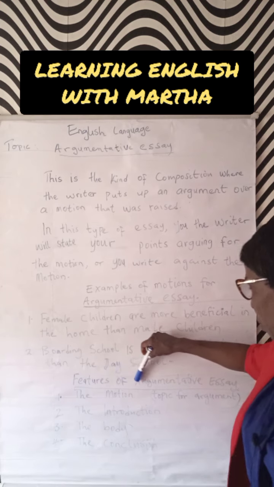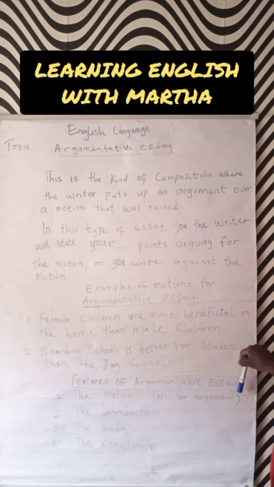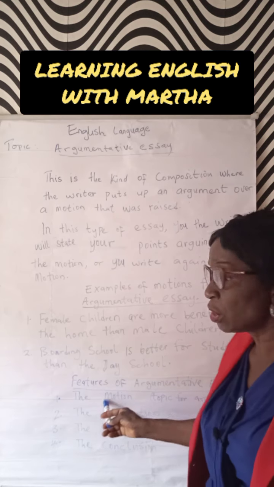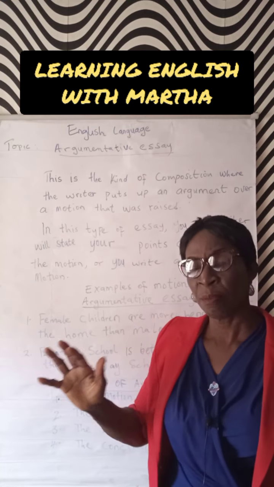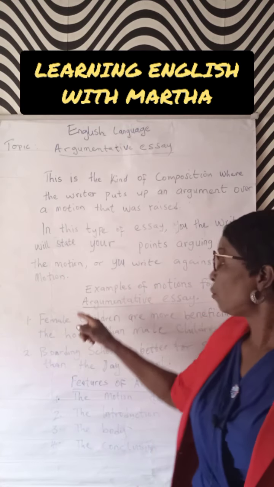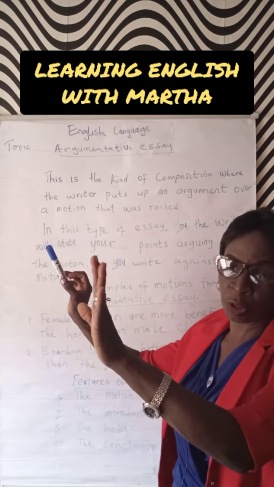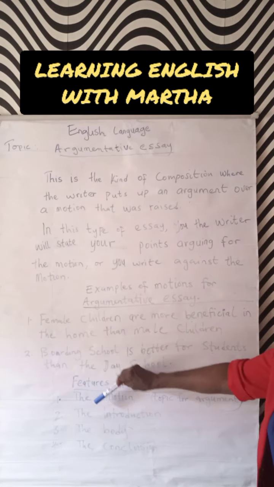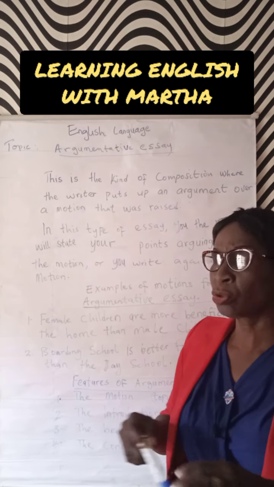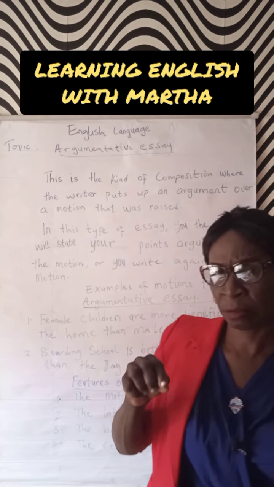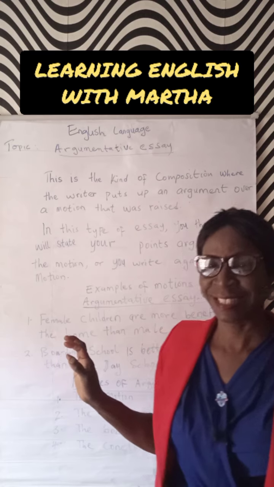Then there are features of argumentative essay. The features of argumentative essay are, number 1, you have the motion. The motion has to be stated on top of your page before you start writing. You have to put the motion. If you're writing number 1, you put this motion on top of the page. Then, after the motion, you have the introduction. Introduction has to have your opinion. You indicate your opinion in the introduction.